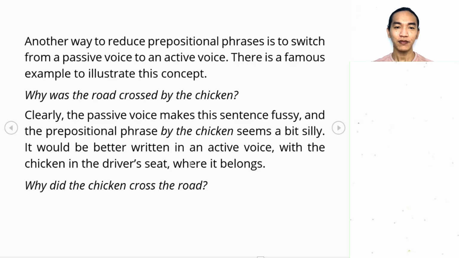Another way to reduce prepositional phrases is to switch from passive voice to active. Sometimes by converting from passive to active, you are reducing your prepositions. Why was the road crossed by the chicken? This is a passive voice, and it makes the sentence sometimes confusing. Then you can convert it into active voice. Why did the chicken cross the road? As you can see, we don't have so many prepositional phrases in the sentence.